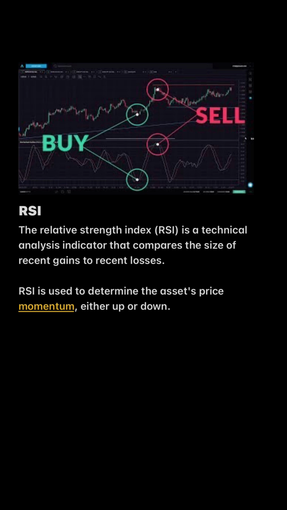RSI is the Relative Strength Index, and again, it's a technical analysis indicator that compares the size of recent gains to recent losses. The RSI is used to determine the asset's price momentum, either up or down, and again, this is a sub-indicator for an overlying top line chart with price action. You notice that you have the buy at the bottom because it's reached an oversold position, and it's noting that potentially a reversal to the upside is in order, and it goes up, and then you get to an overbought position on the RSI and you sell your position.